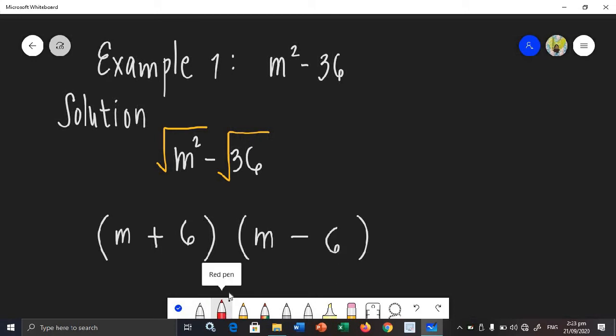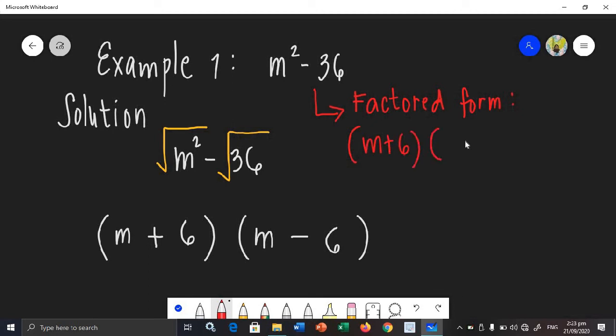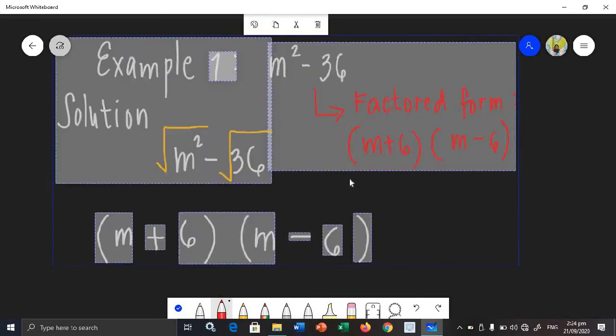Therefore, the factored form of the given will be these binomials here. So, quantity m plus 6 and quantity m minus 6. Yun na yung sagot ninyo ngayon. Another example.